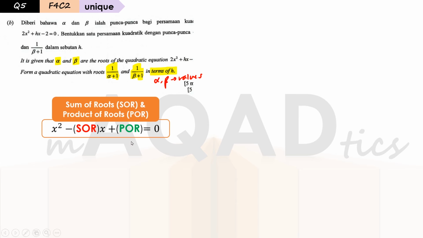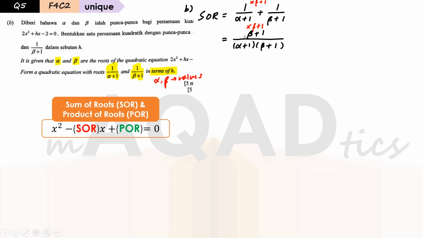Alright, so now we need to figure out the SOR and the POR. Since we have the roots here, let us do that. SOR would be to add up these two fractions. If we want to add them up, we need to have the same denominator. So for the first fraction, I'm going to multiply by the denominator of the second fraction, beta plus 1. Above and below multiply the same value.